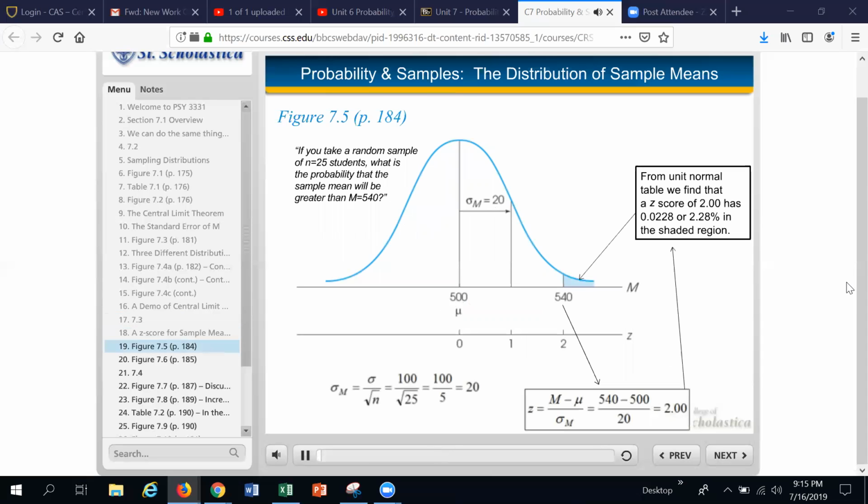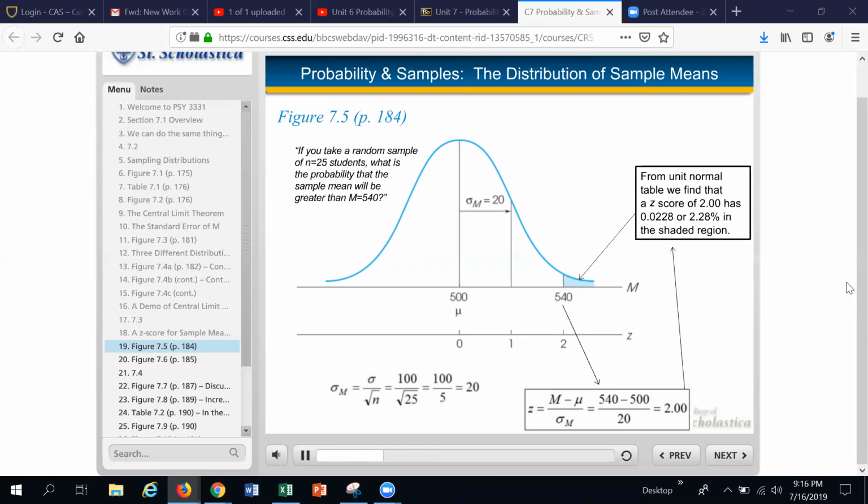Figure 7.5 is an example from the textbook that asks, if we drew a random sample of 25 students, what would be the probability of getting a sample with a mean greater than 540? The graph shows the normal distribution of SAT with a mean of 500, standard deviation of 100. With that standard deviation and a sample size of 25, we end up with a sigma sub m of 20. See the boxed formula for the calculation.